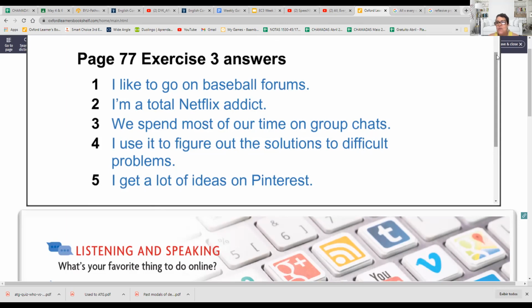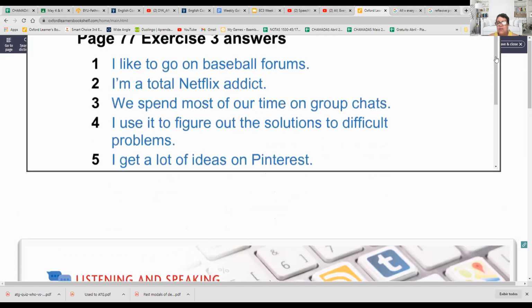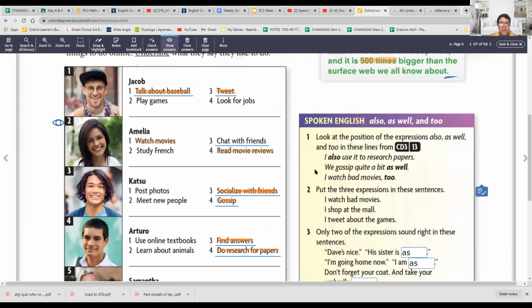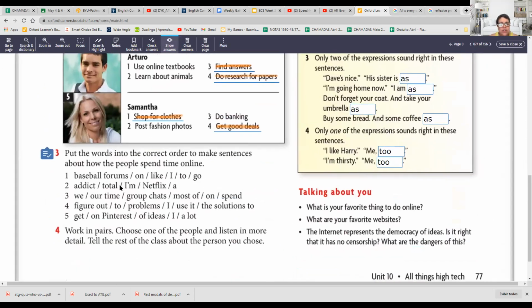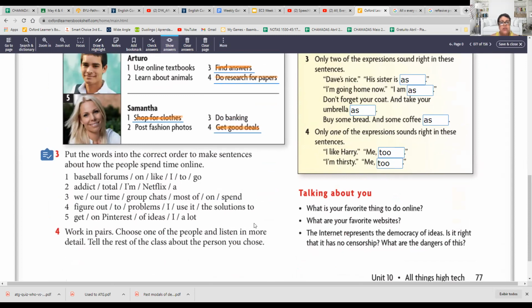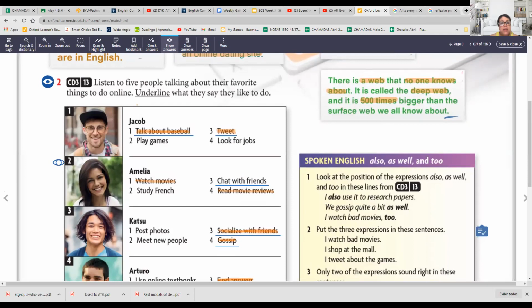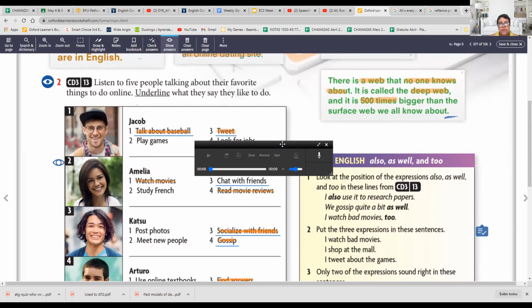Okay. All right. So let's move back here to the last one. Okay, guys, do you have any questions about this one? Is everything okay? Yes. So here in number 4, they say we should choose one of the people and listen in more detail. Tell the class. Hi, Larissa. Tell the class about the person you chose. So let's choose one of them here. Let's see Amelia, okay? Amelia likes watching movies and reading movie reviews. So let's listen to how she describes what she likes doing online, okay? So let's listen up. Track 13.